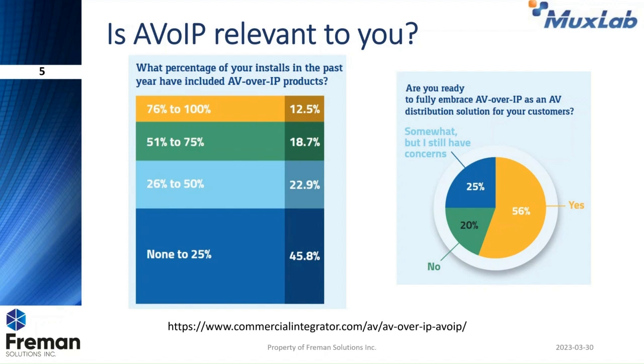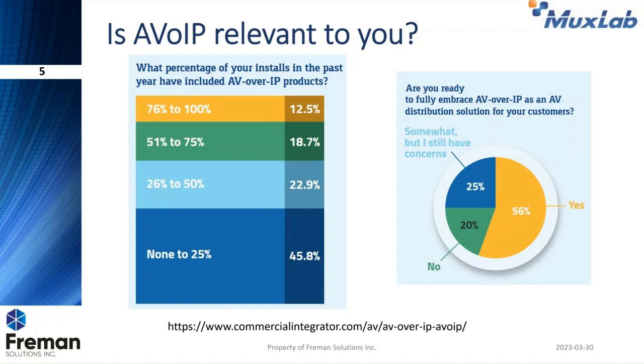Well, maybe their vertical doesn't lend itself to AV over IP. Maybe the applications that they work with do not lend themselves to AV over IP, because like I said, on AV transport, there is not one solution that fits everywhere. Every application has its own solution that is the correct one for that application.